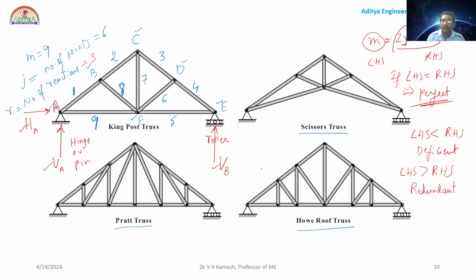Now you can see what is the value of M here? LHS value is 9. What is the value of the RHS? 2J minus r. 2 into 6 minus r, which is 3. So 2 into 6, 12 minus 3, it is equal to 9. So my condition is satisfied. LHS is equal to RHS. So it is a perfect frame. Perfect frame. Okay. Right.